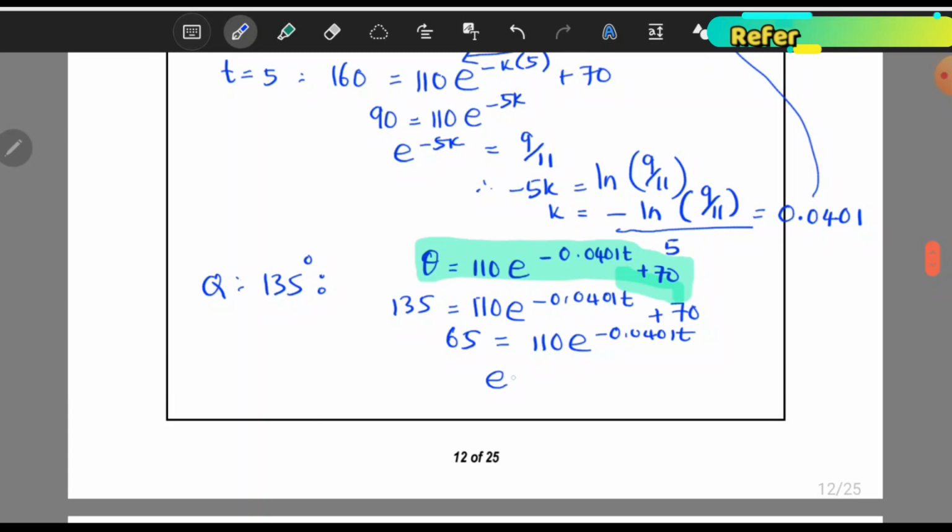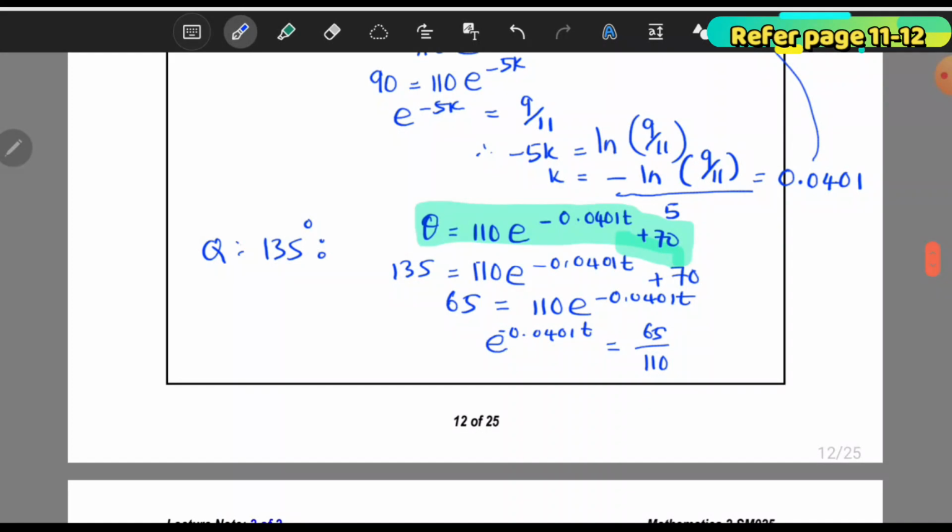Next, exponent negative 0.0401 t equal to 65 over 110. Now you can use your calculator to get the answer. And by taking ln for both sides, we will get t equal to 13.12. And for this question, we are using minutes, so we write minutes here.